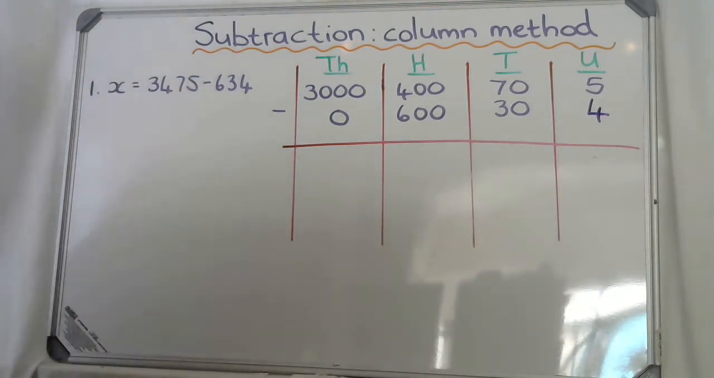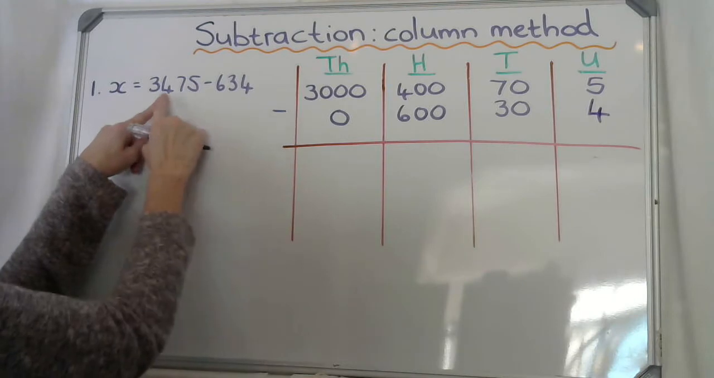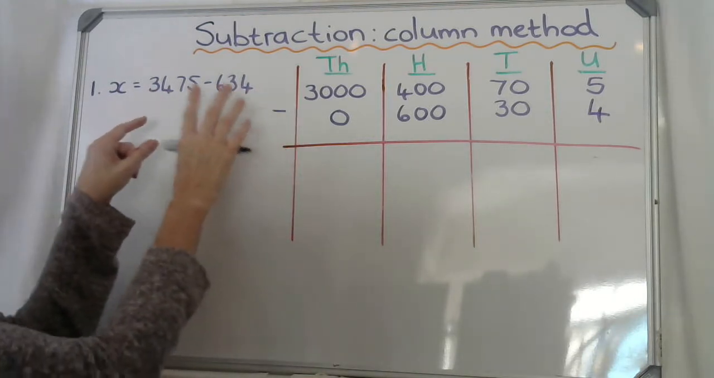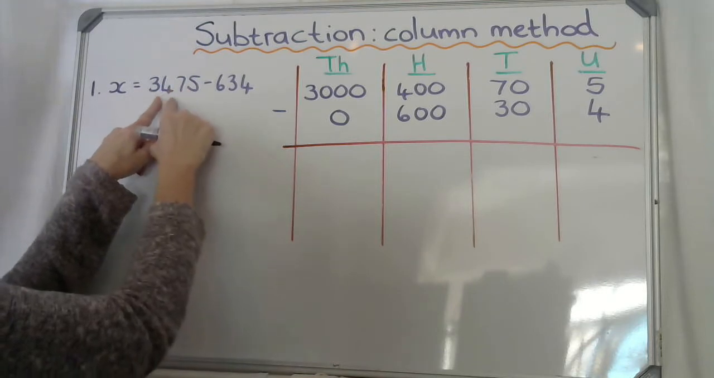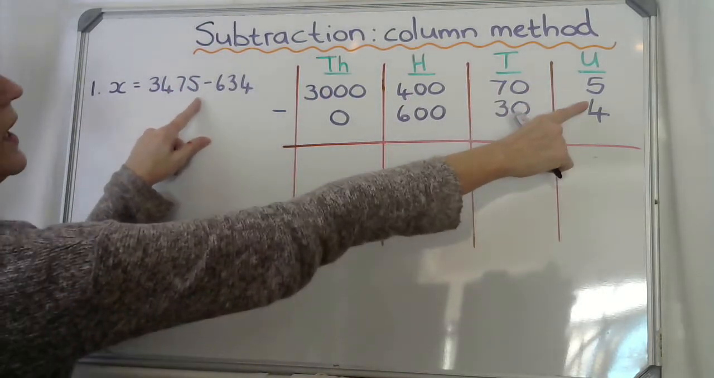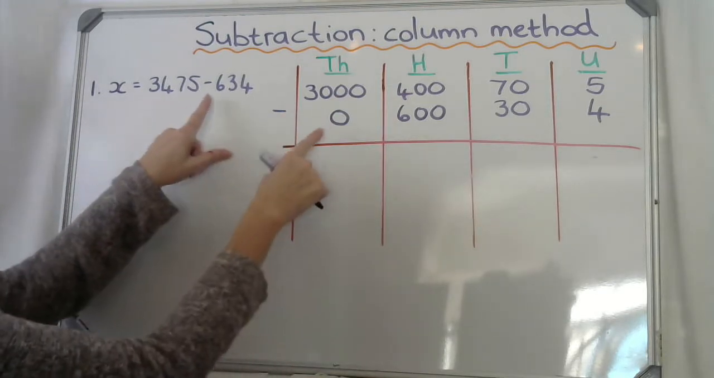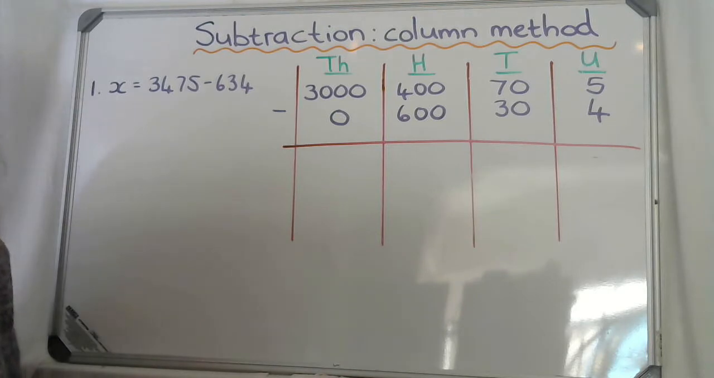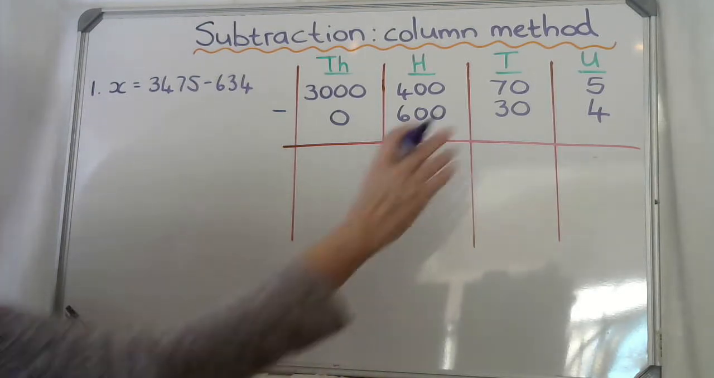Right, so now you check. You can do a quick check to see that you have your numbers written down correctly. Very important to see that you copy down correctly. 3,475, and here we have no thousands, 634. Okay, so now we can start subtracting our columns. So remember, we are now subtracting, not adding. So let's start from the right-hand side.